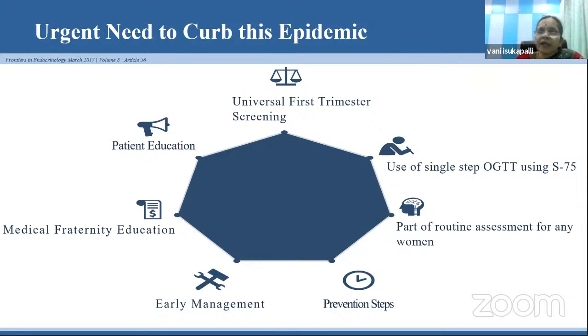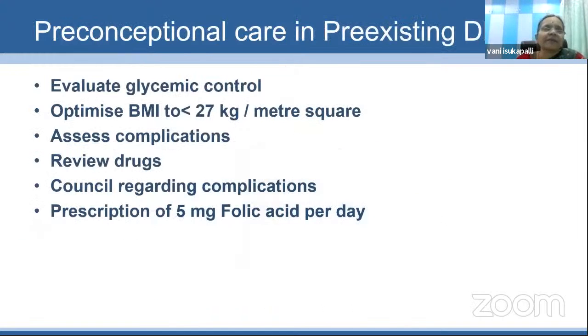Simultaneously, we should be adopting certain steps for prevention and patient education. Similarly, early management of diabetes and making her as euglycemic as possible will give a good pregnancy outcome. So these are the things we need to understand. We may have a significant number of patients who are already diabetic and have become pregnant or want to become pregnant. So they need to know certain things before they plan pregnancy. This is what is called preconceptional care.